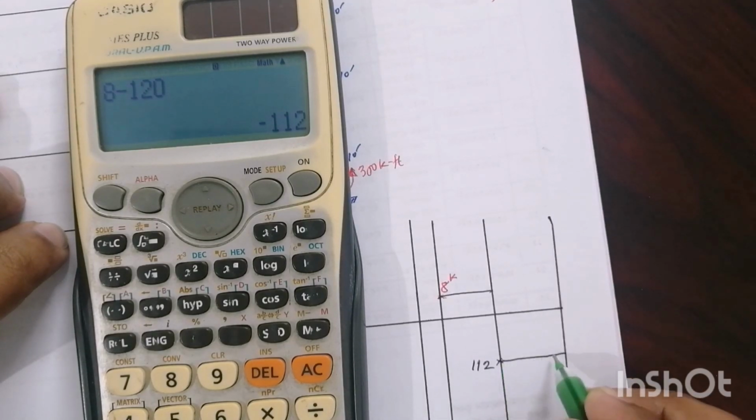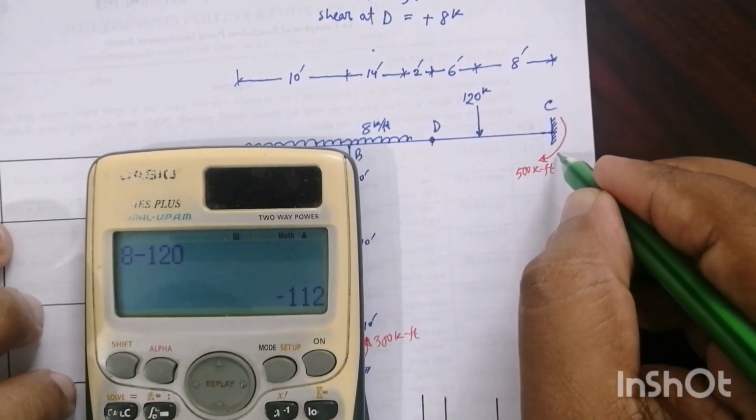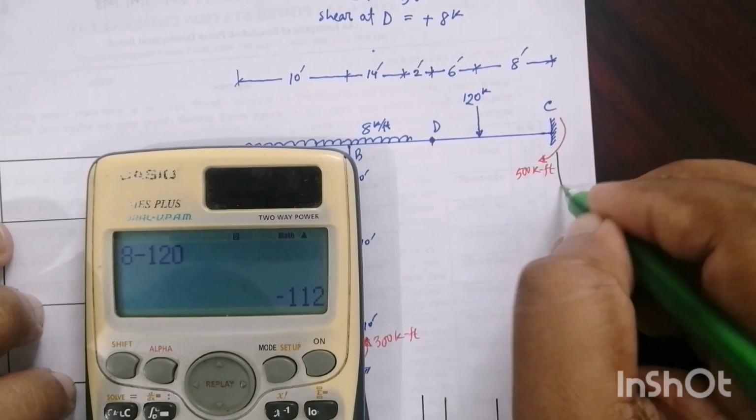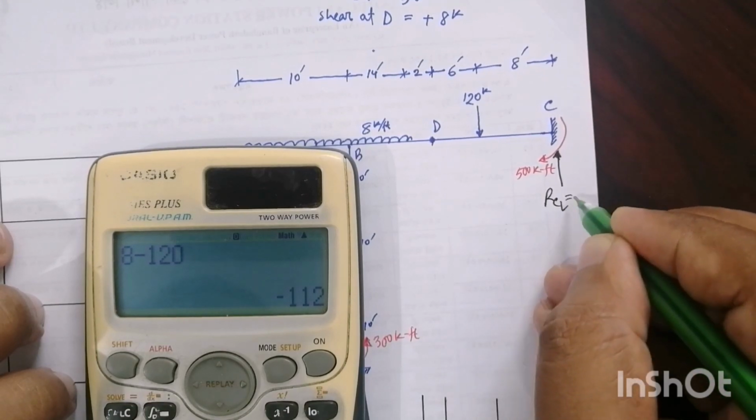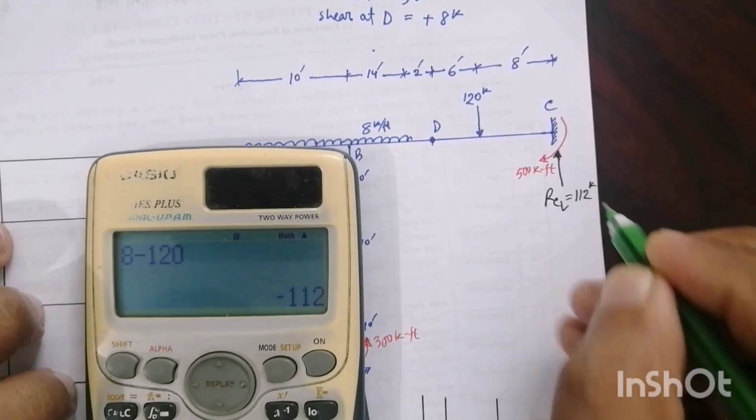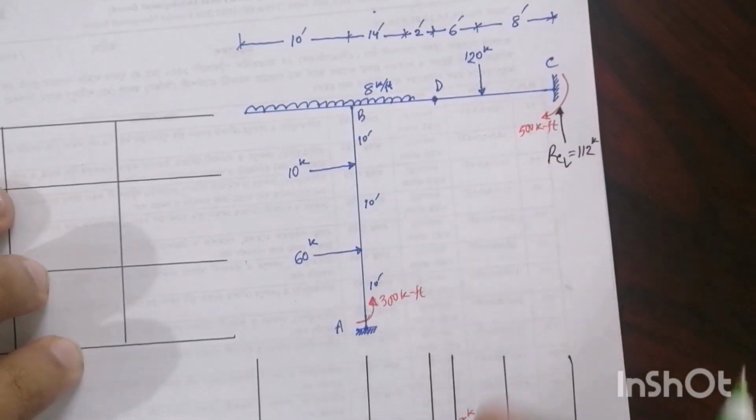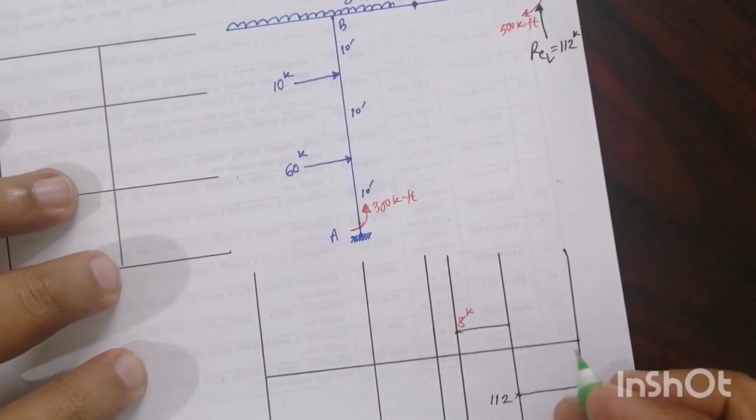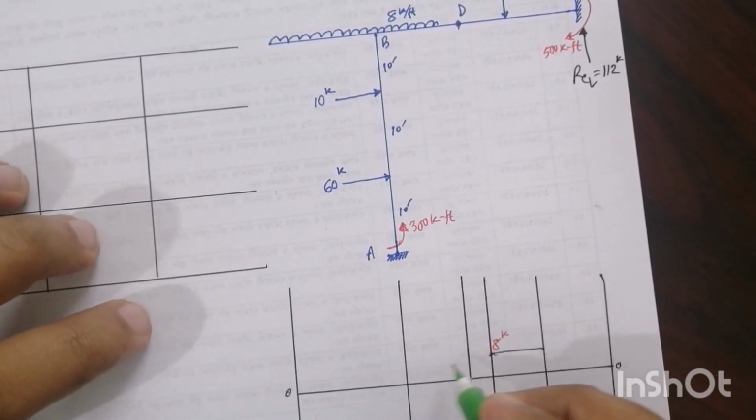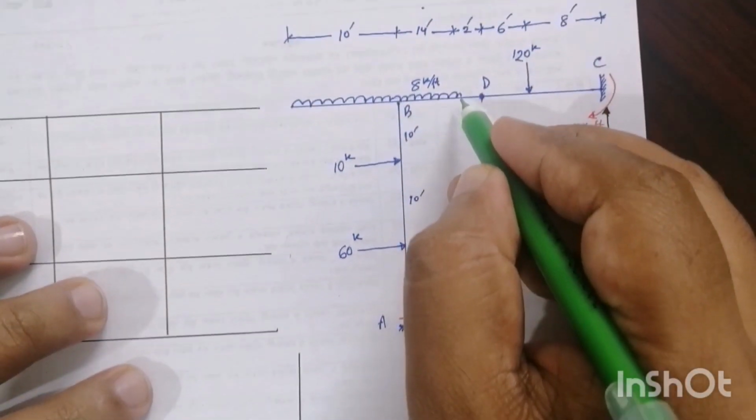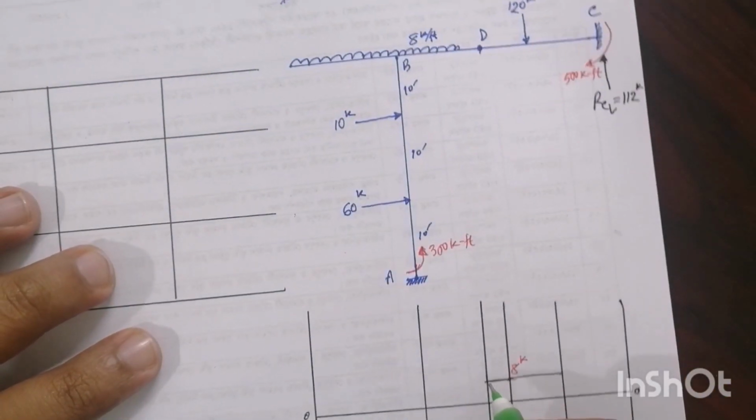So this 112 kip is neutralized by the reaction force at C. So we got the reaction RC vertical component equal to 112. This we calculate from this 8 kip reaction. Now if we look backward of the 8 kip, again there is no force, so the 8 kip goes directly to this point, 8 kip.